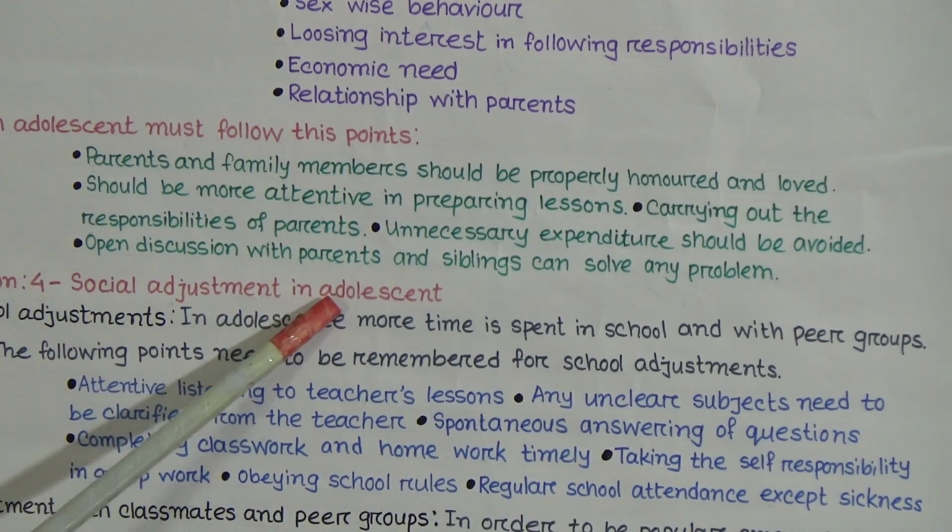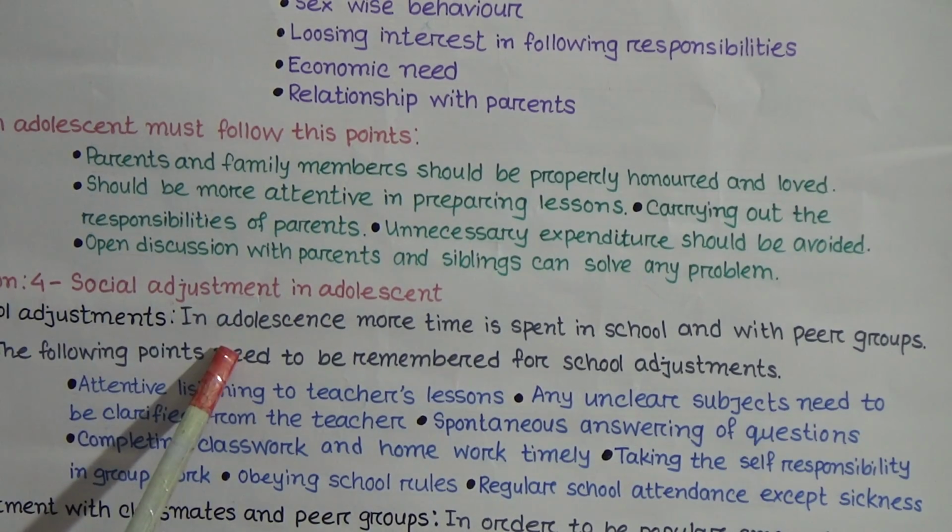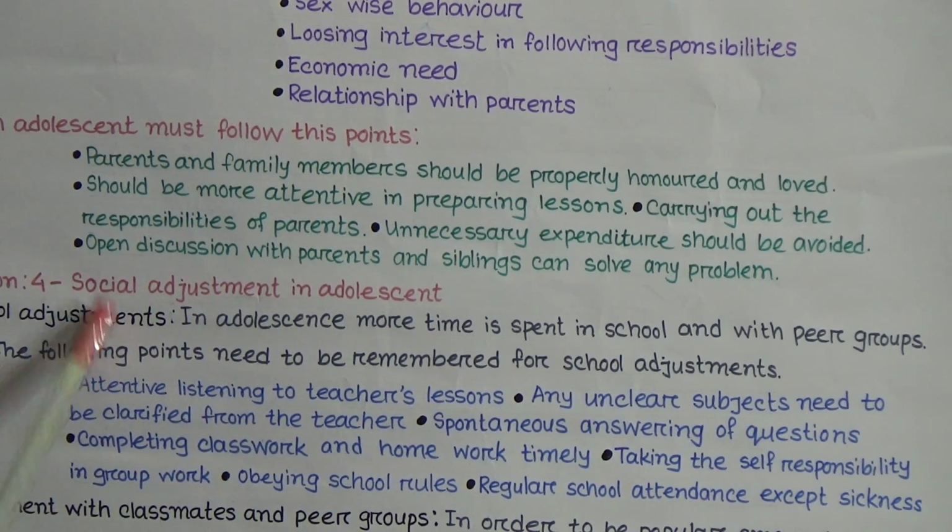Lesson 4, social adjustment in adolescence. So we find there are two types of adjustment: school adjustment, and adjustment with classmates and peer groups.